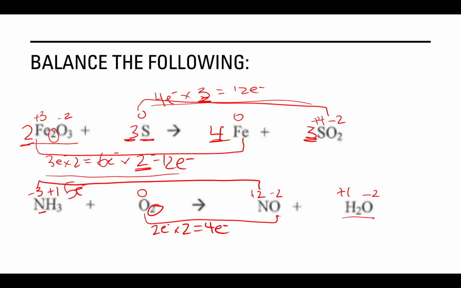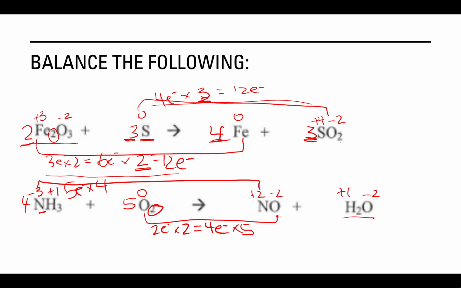So now lowest common denominator, we'll multiply the NH3 by 4, and we'll multiply the oxygen by 5. So that gives us a total exchange of 20 electrons. So we'll put the 5 in front of the O2 and the 4 in front of nitrogen, and then balance the rest by inspection.